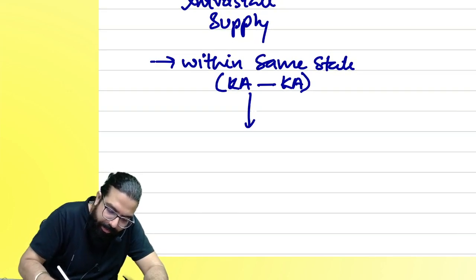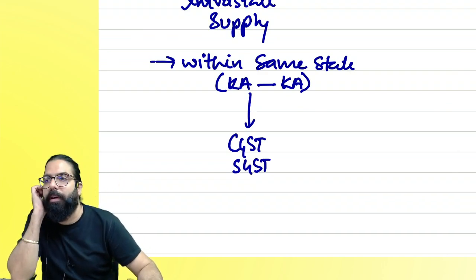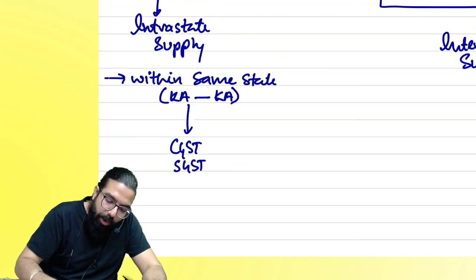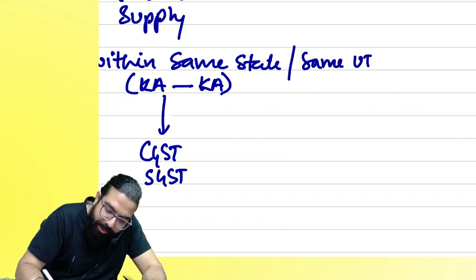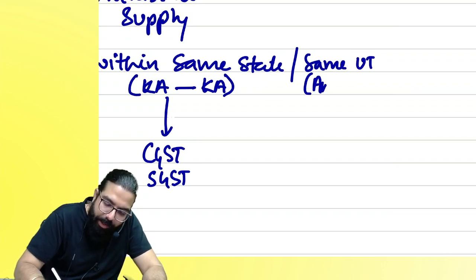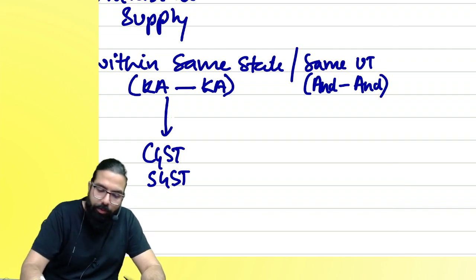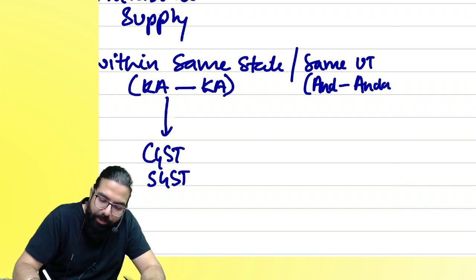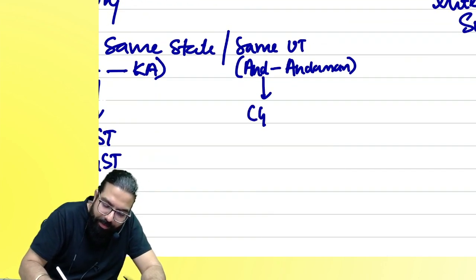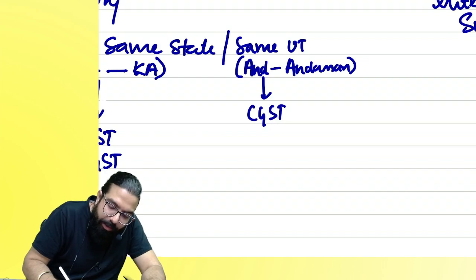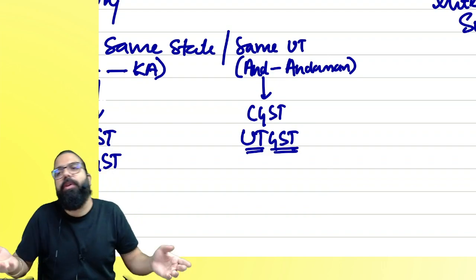CGST and SGST. Is my point 100% clear? Okay. If I am supplying within the same union territory, for example Andaman to Andaman, then you have to charge CGST and UTGST. Why UTGST? Because it's a union territory.